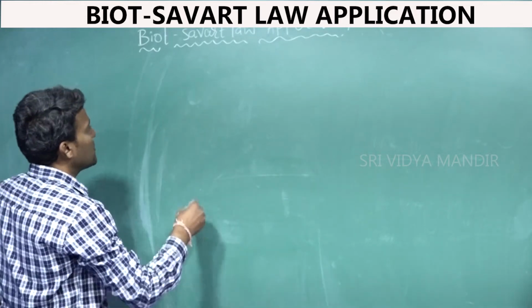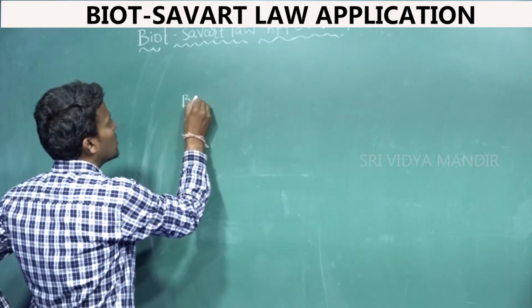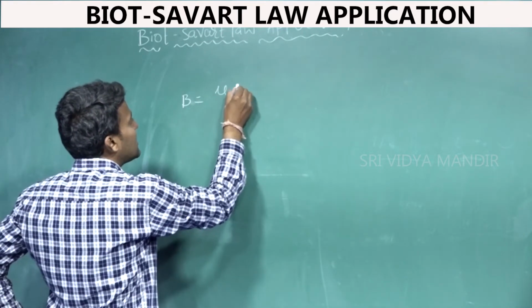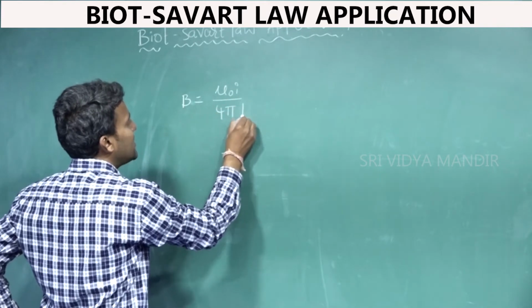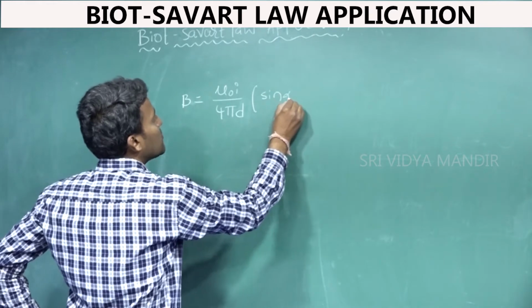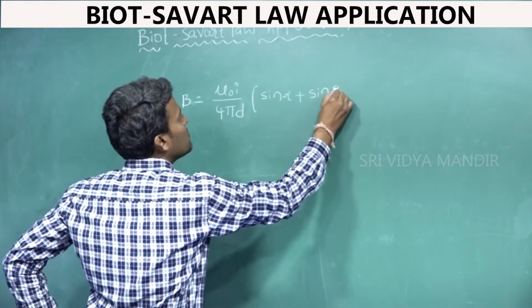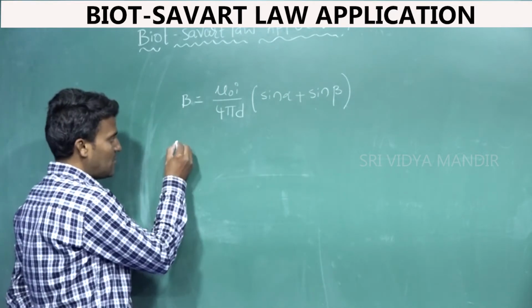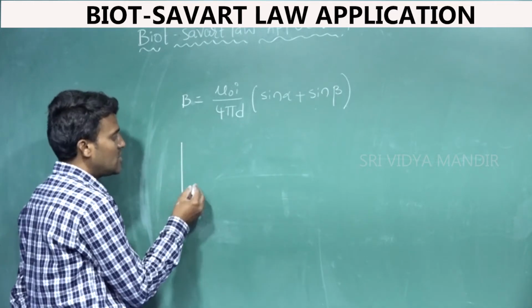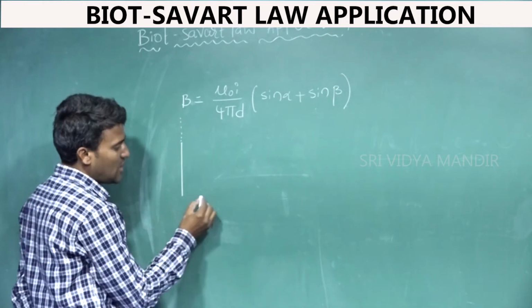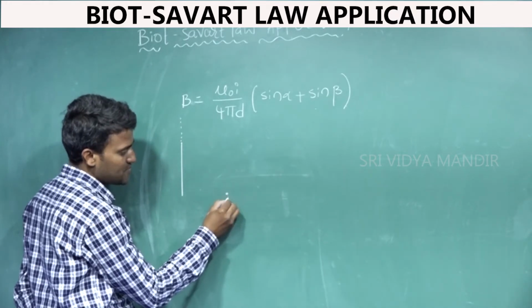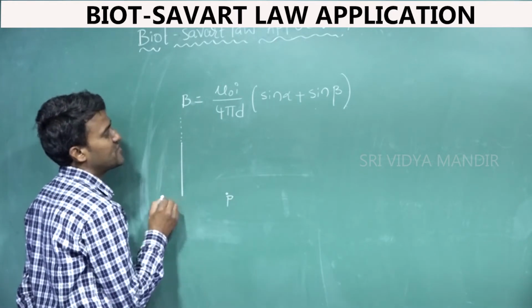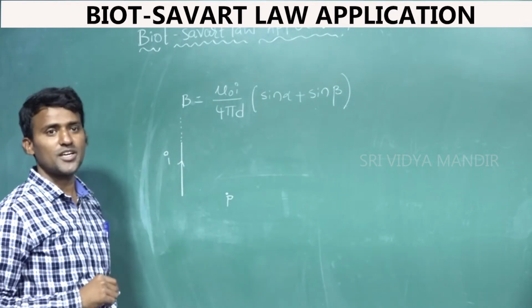Now the Biot-Savart application we already calculated: B is equal to the magnetic field at a point P due to the current carrying conductor, mu naught I divided by 4 pi d into sine alpha plus sine beta. We calculated this just now. Now I am taking one conductor which is infinite on one side, and one point P is here. What is the magnetic field at this point due to the current carrying conductor?